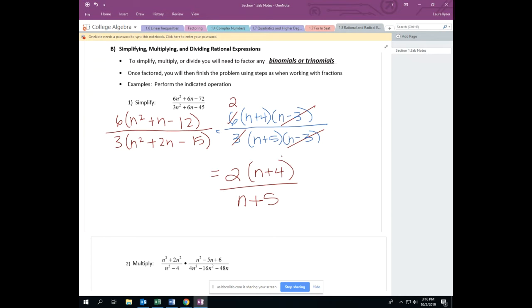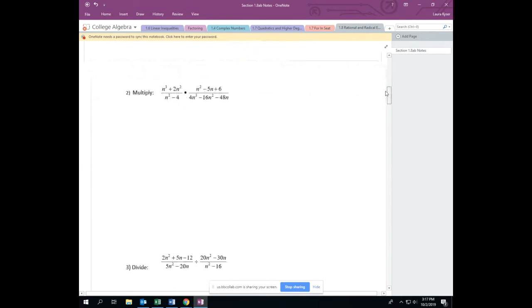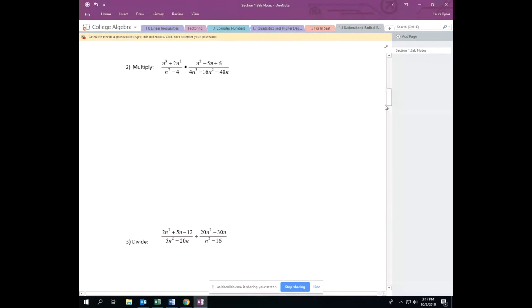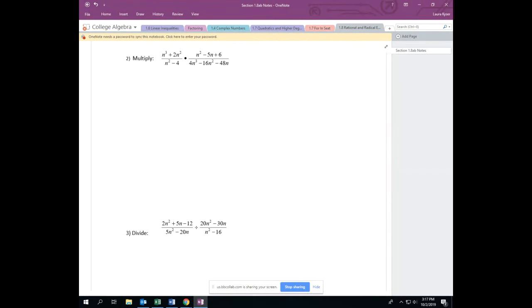So for simplifying, you're going to break down everything as far as you can, see what they have in common, and get rid of it. Multiplying and dividing follow the same suit. They both just add in one extra piece. Multiplication problems look similar to the one that we simplified, except that there are 2 rational expressions instead of just 1.